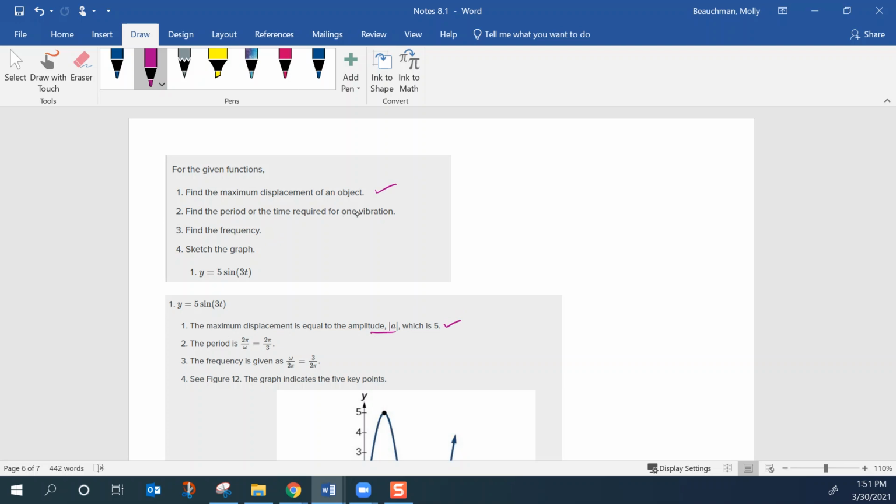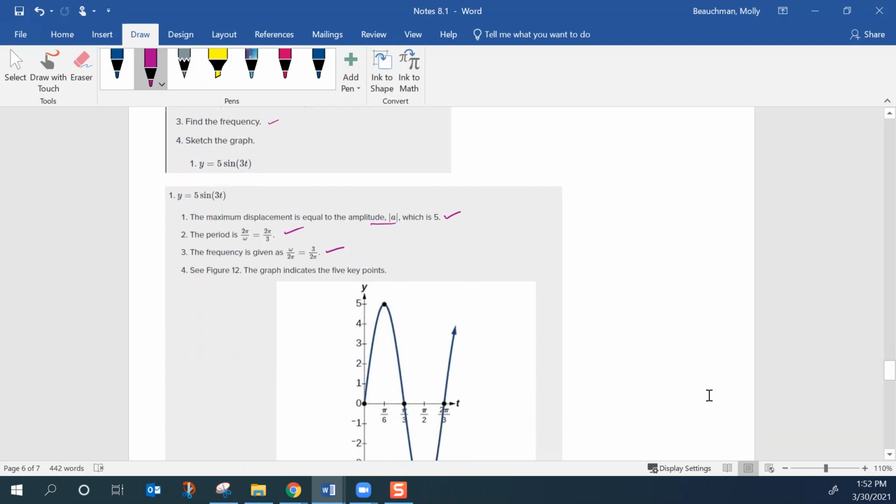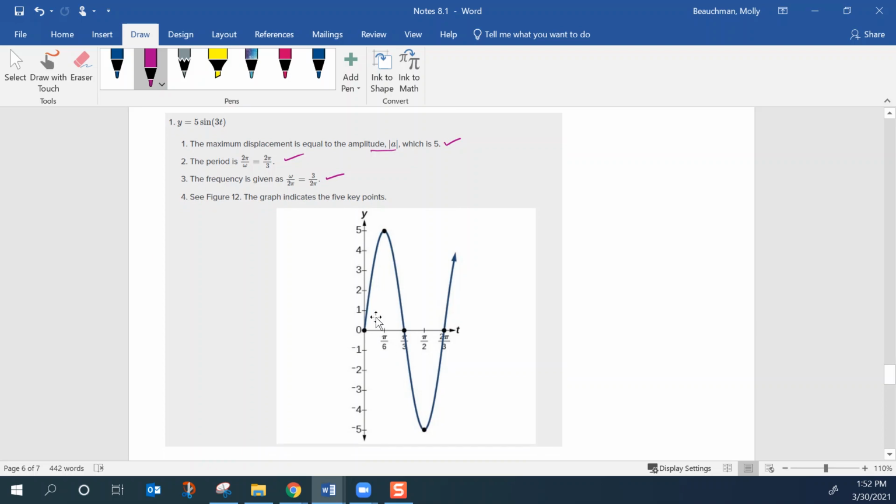Find the period or time required for one vibration. The period is 2 pi divided by 3, because that's what B is in here. 2 pi divided by 3 is the period. And then the frequency is the reciprocal of the period, which is 3 over 2 pi. Then you can take a look from the graph at what that object looks like in simple harmonic motion.